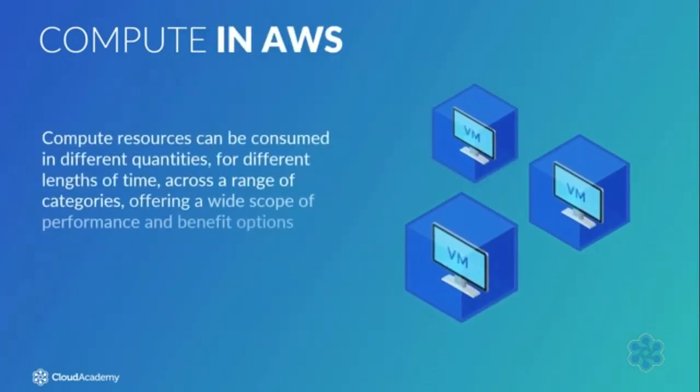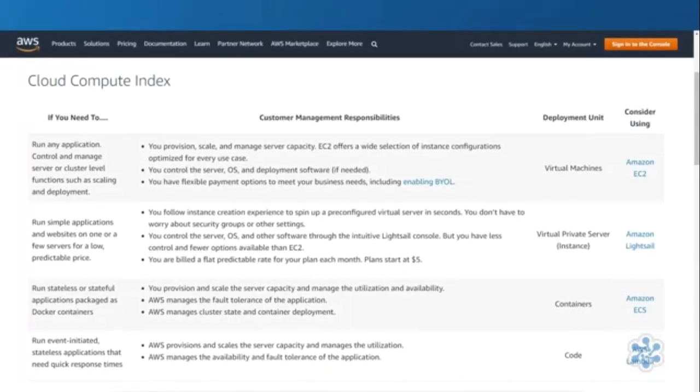Compute resources can be consumed in different quantities for different lengths of time across a range of categories, offering a wide scope of performance and benefit options. So it will really depend on your requirements as to which compute resource you use within AWS, and this course will discuss them all, allowing you to decide which is best for your implementation. As a quick high-level reference, AWS offers a Cloud Compute Index, which can be found using the link on screen. And this shows different examples and scenarios of where you might use different compute deployment units.